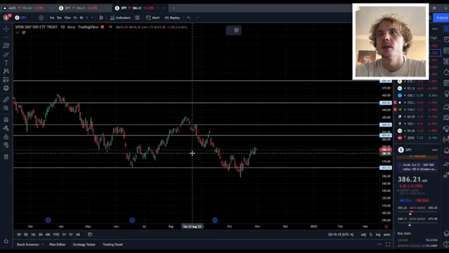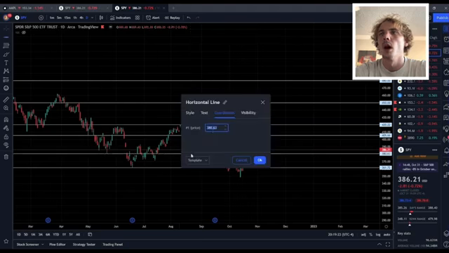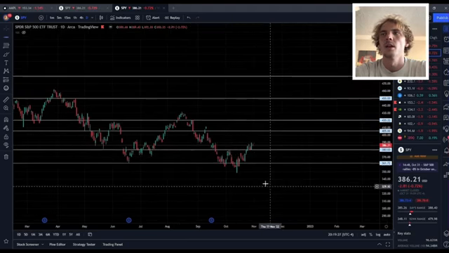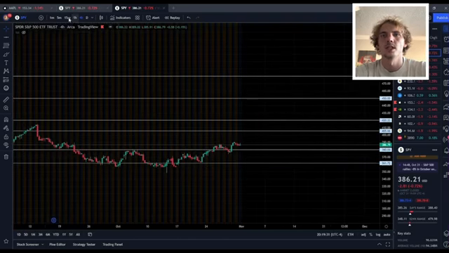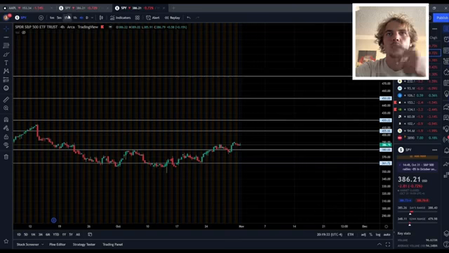Right here you can see, very nice one. This is that 380 level. This is a psychological number. On smaller time frames you'll get more exact numbers, but right now, on daily time frames especially, there's a lot of psychological numbers involved.